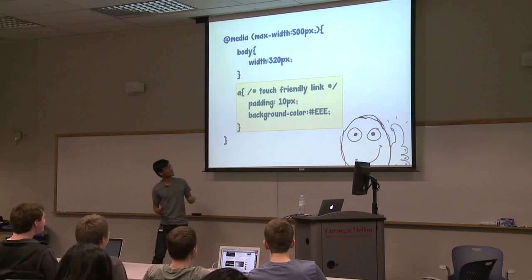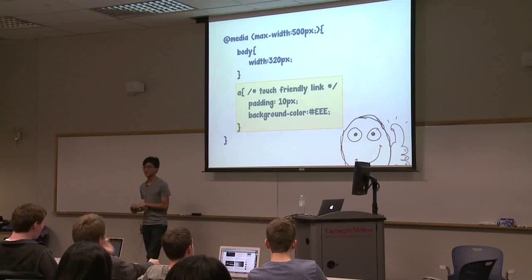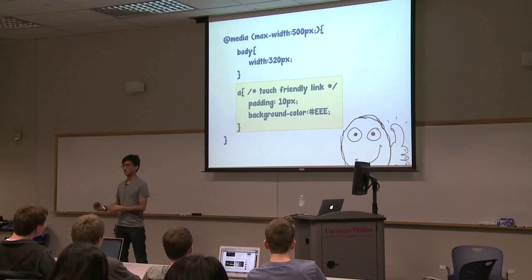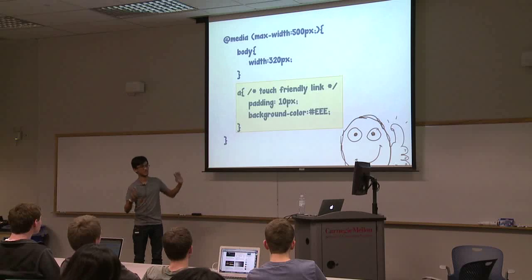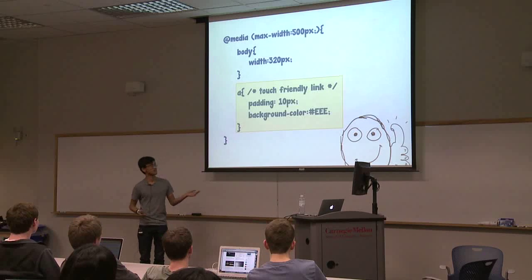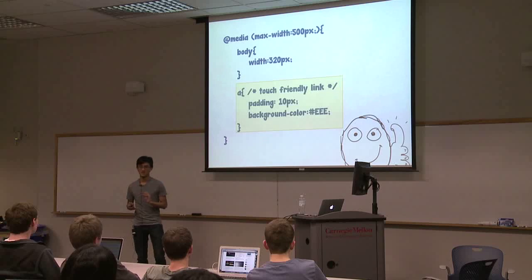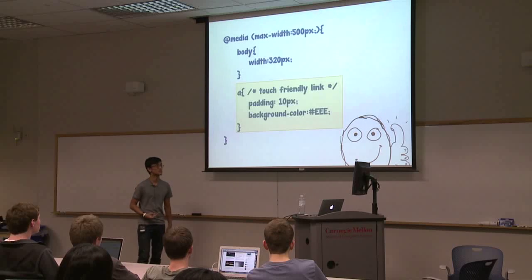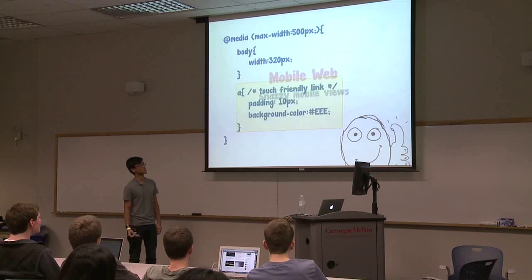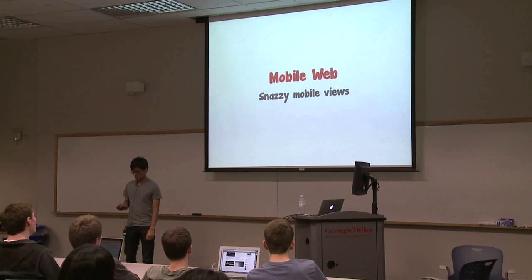Anyways, I can also do other things, like not only scale the site, but do stuff that makes it better on mobile devices. So here I've added some touch-friendly CSS. I'll take all the links and increase the padding around them and make them more buttony. That way it's easier to tap them when you're on a mobile device. There is actually a lot more cool stuff you can do with mobile web.